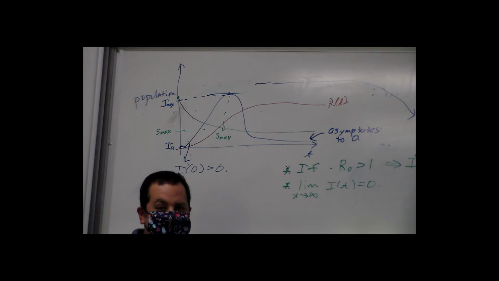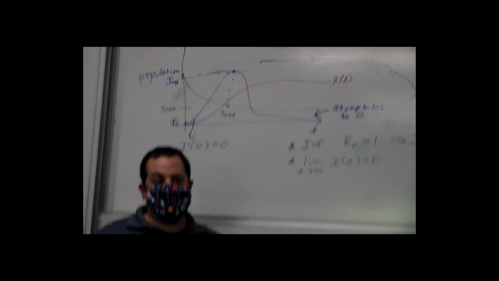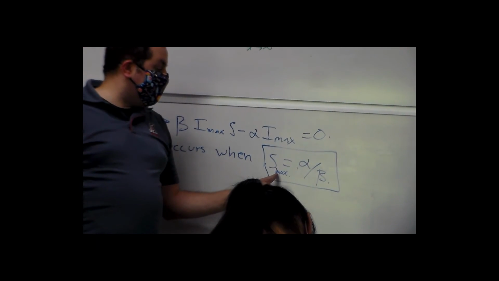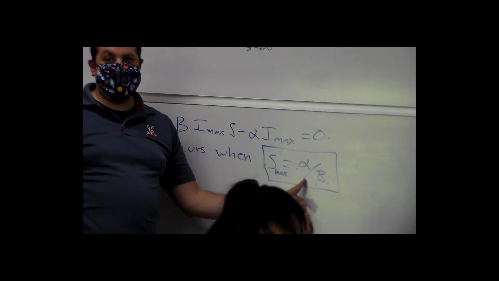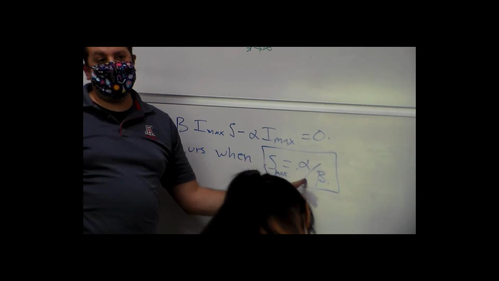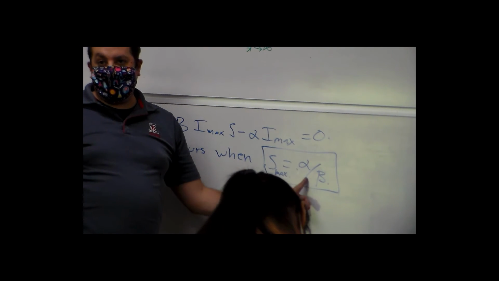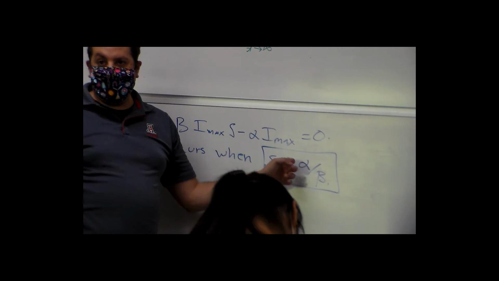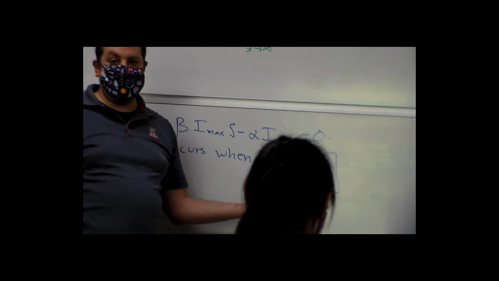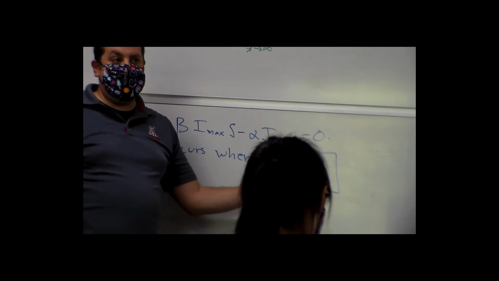The bad thing is this doesn't really help us determine what is the actual maximum number of infected. All this tells us is when we are at the maximum number of infected, my susceptibles have to be at this ratio. Okay? So that's not the most useful thing. But it does give us a hint. If I can relate the infecteds to the number of susceptibles, independent of time, I can determine this.